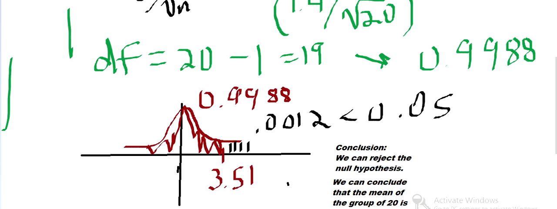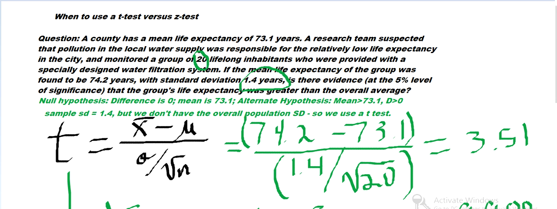So based on this evidence, we can conclude that the group had a mean life expectancy of 74.2 with standard deviation 1.4, and that it had a greater mean than the overall mean. But we cannot conclude causation, so we can't conclude that the water filtration system actually did that. But there is a correlation though.